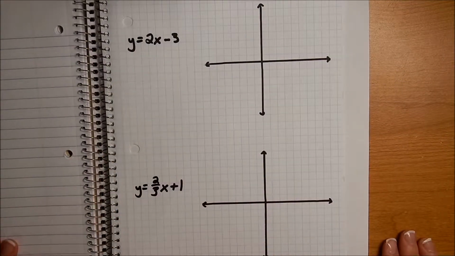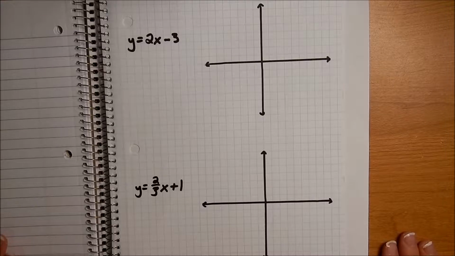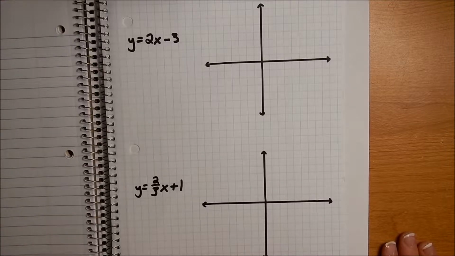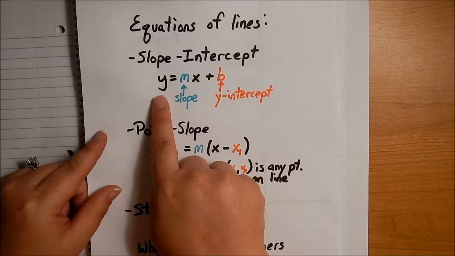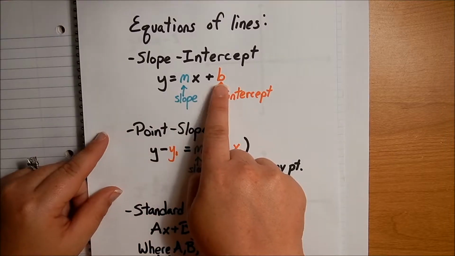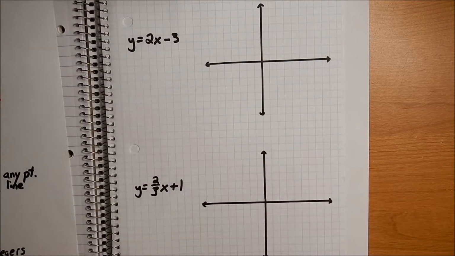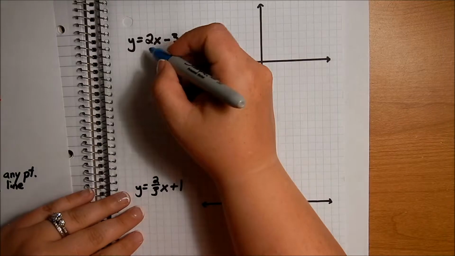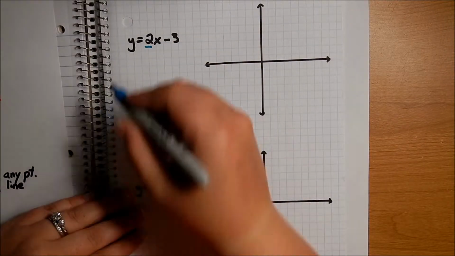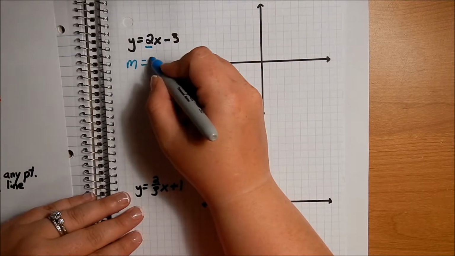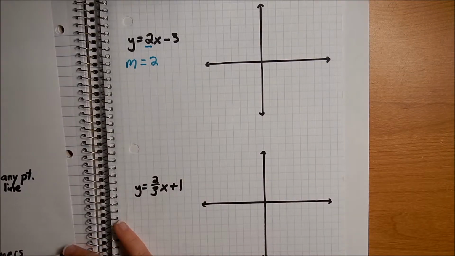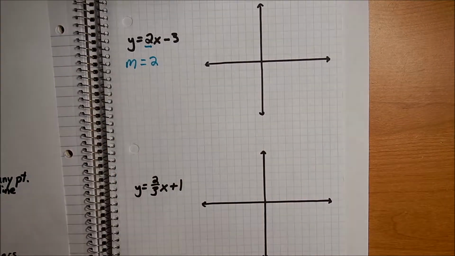Say I asked you to graph y = 2x - 3. Now, if you remember, that's in slope-intercept form, y = mx + b. So this number right here, the 2, is going to be our slope. So now we know that the slope is 2. And then, remember, over here is our y-intercept. It's alright that it's a negative, that's no problem.